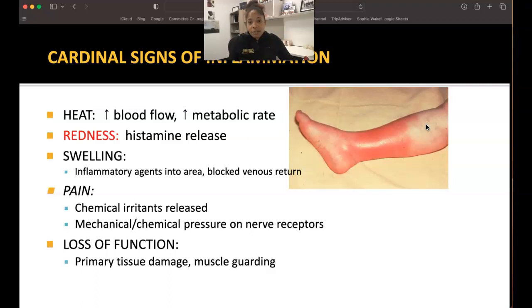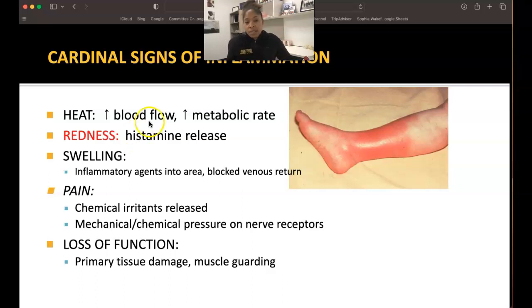So the cardinal signs of inflammation, the top two are pretty much interrelated in that when we have a red area that isn't associated with infection, right? If we have a red area following an injury, let's say it's an ankle sprain, the ankle is red. Most often that's as a result of histamine. And histamine, when it's released, causes a vasodilation, which ultimately causes an increase in blood flow. So we can see how the two are interrelated. And that increase in blood flow will naturally make the patient's skin appear to be red.